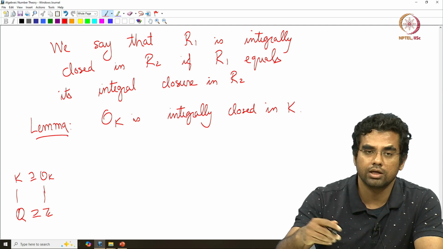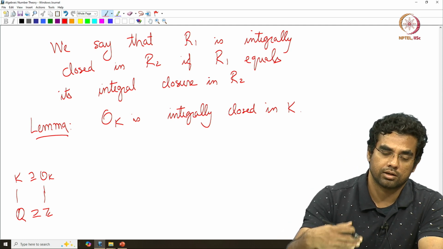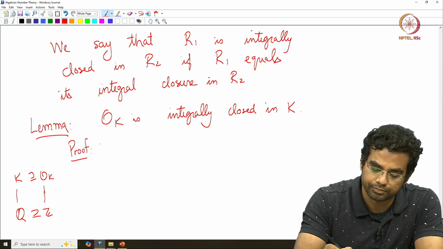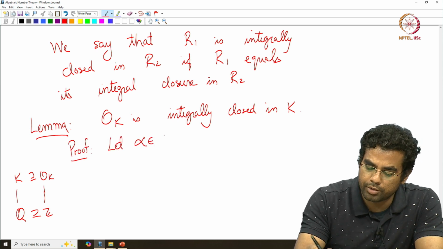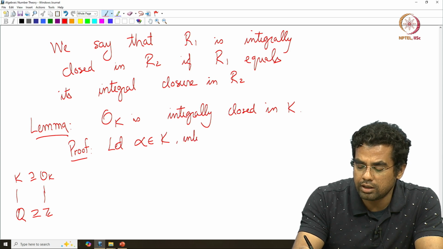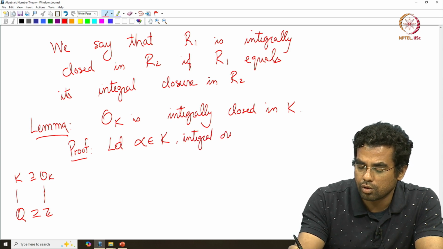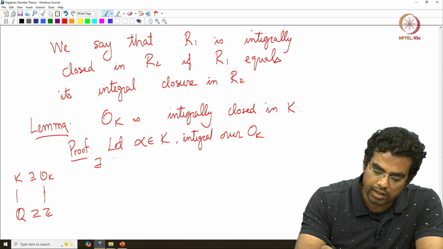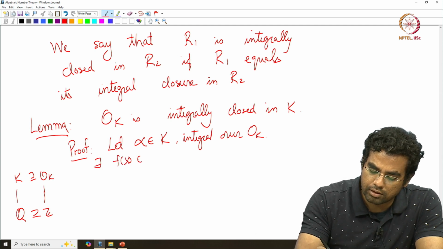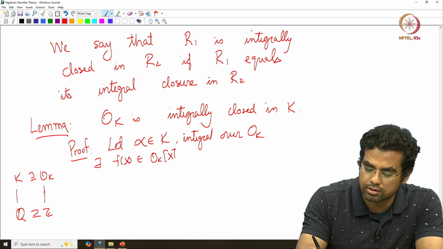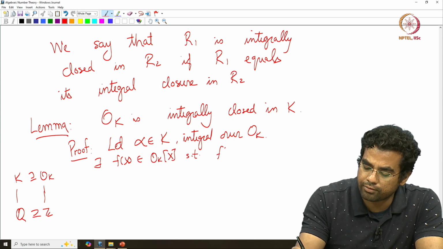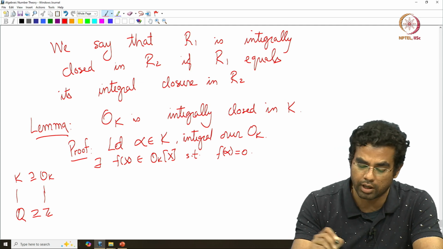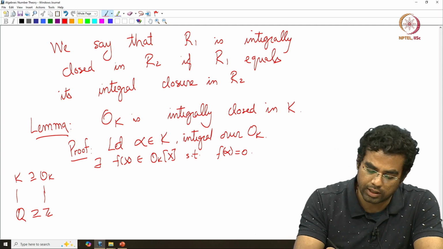You can't keep taking integral elements and form a chain like that. So, how do we prove this? Let alpha be in K and integral over O_K. So, what does that mean? There exists f(x) in O_K[x] such that f(alpha) equals 0. That is what it means to be integral over O_K. So, f(x) is monic, etc.